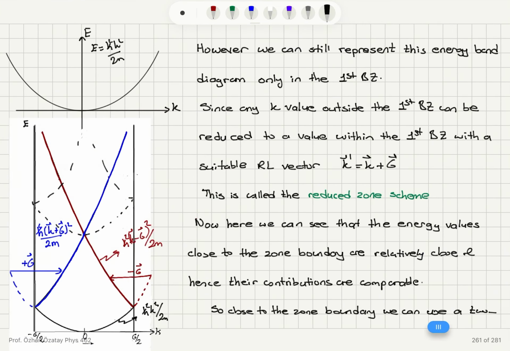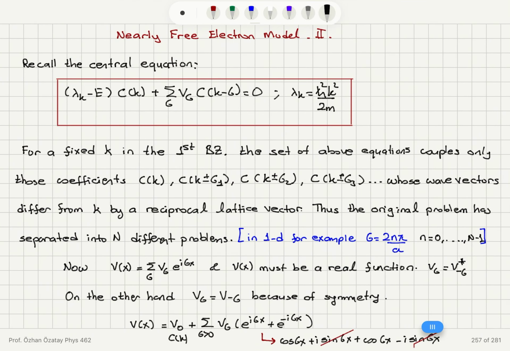So let's summarize what we did here. We looked at the central equation, and we have written the central equation as an infinite sum, but we have capital N equations for all possible k values in the first Brillouin zone, and the k vectors that we consider are of the form k minus g1, k plus g1, k minus g2, k plus g2, etc., where g1, g2, etc. are multiples of the shortest reciprocal lattice vector. For example, for 1D it is 2n pi over a.